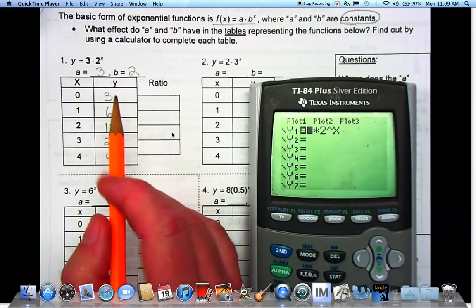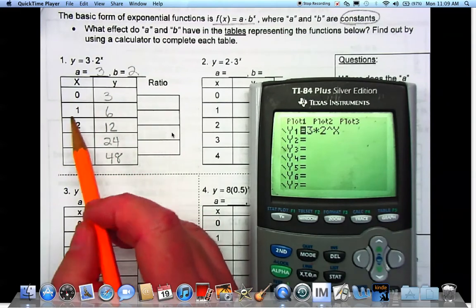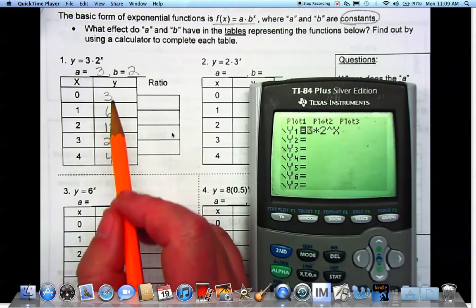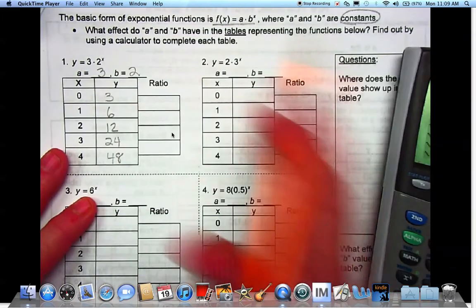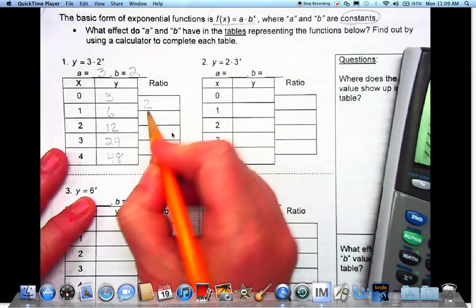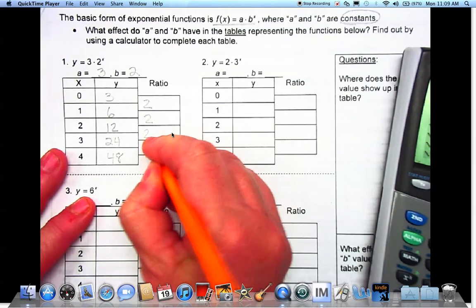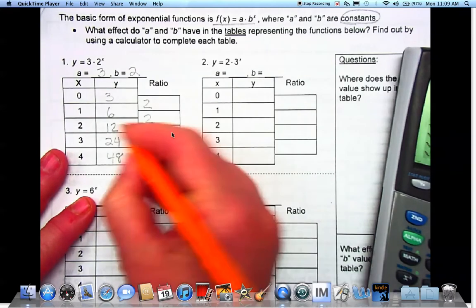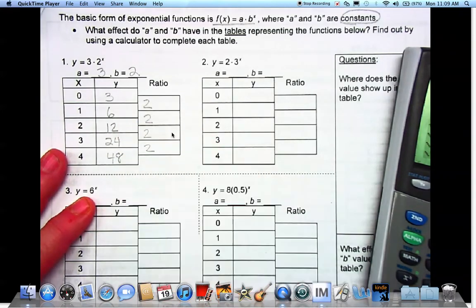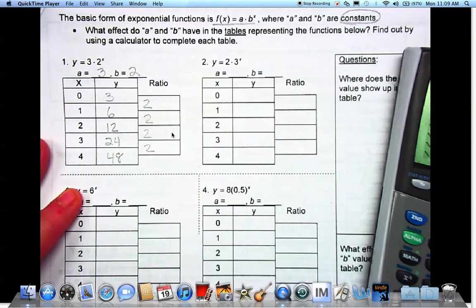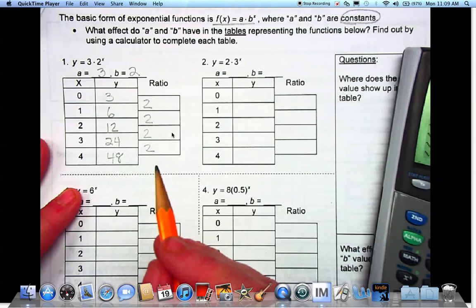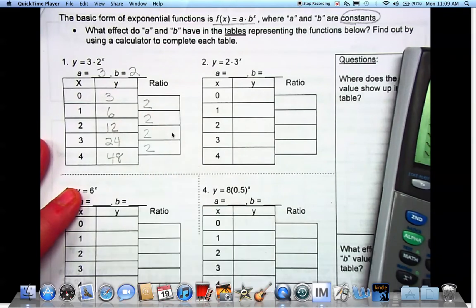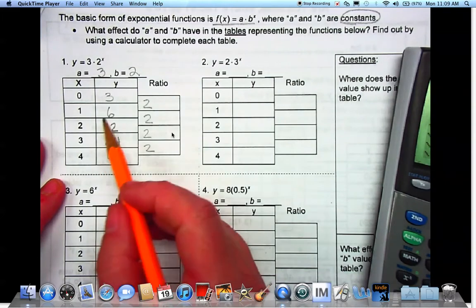Okay. What is happening? Well, first of all, the x is going up by how much? 1. The y is doing what? It's doubling. It's multiplying by 2. Okay? So 3 times 2 is 6. 6 times 2 is 12. 12 times 2 is 24. 24 times 2 is 48. Okay? So what do you notice about the ratio? It's the same thing as the what? The b. Okay? What about a equals 3? Do you see that anywhere? It starts at 3. Okay, it starts at 3.